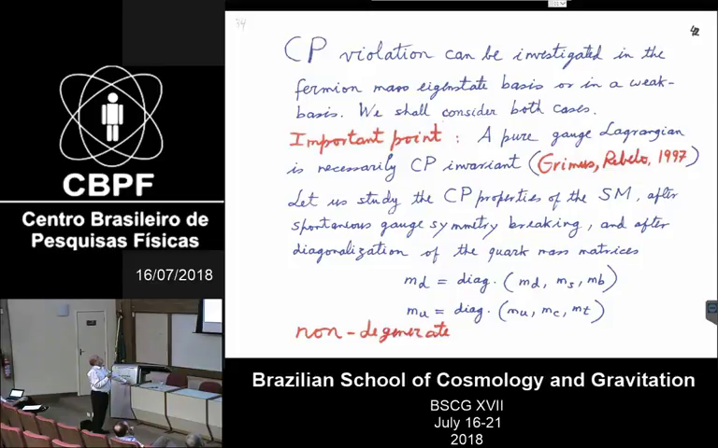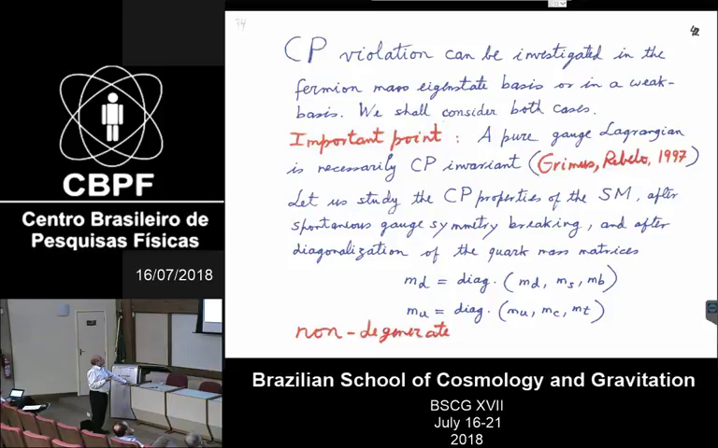So CP violation can be investigated in the fermion mass eigenstate basis or in a weak basis. Even before symmetry breaking, you can study whether the Lagrangian violates CP or not. An important point is that the pure gauge Lagrangian is necessarily CP invariant. Let us study the CP properties of the Standard Model after spontaneous symmetry breaking. This is the simplest way, and this is the usual way people study it.